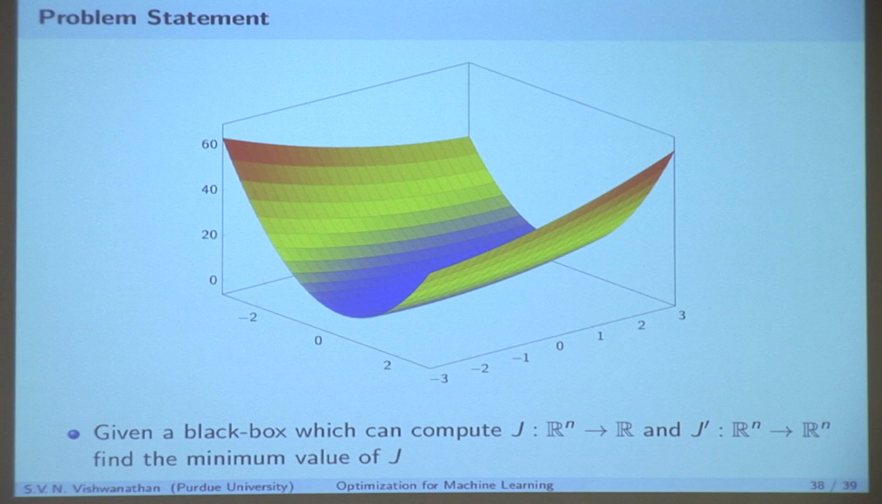So let's formulate the problem like before. Our problem is that you're given a black box as before. You know that you want to minimize a function. Now the function is an n-dimensional function. And you can compute its gradient. So the black box can compute the function value, and it can compute its gradient. And you're also told that the function is smooth and convex. So exactly the same setting as before, except that now your function is n-dimensional, and the gradient, of course, is an n-dimensional map. Okay, clear?